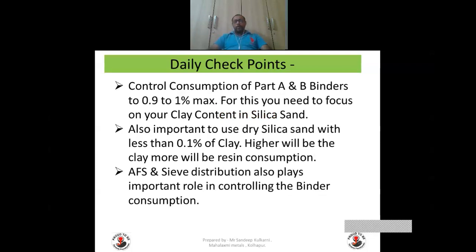Control consumption of Part A and Part B binders to 0.9 to 1% max. For this, you need to focus on your clay content in silica sand. Also it is important to use dry silica sand with less than 0.1% of clay. The higher the clay content, the more the resin consumption and the more the cost. AFS and sieve distribution also play an important role in controlling the binder consumption.